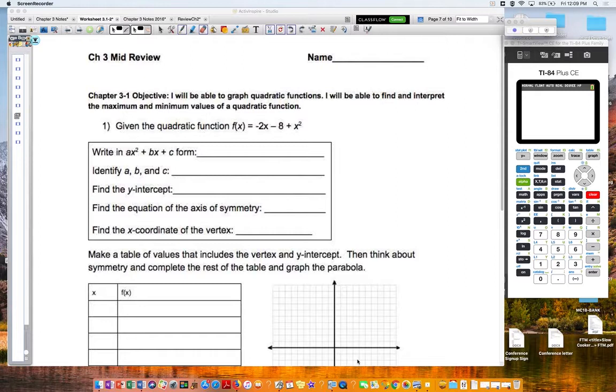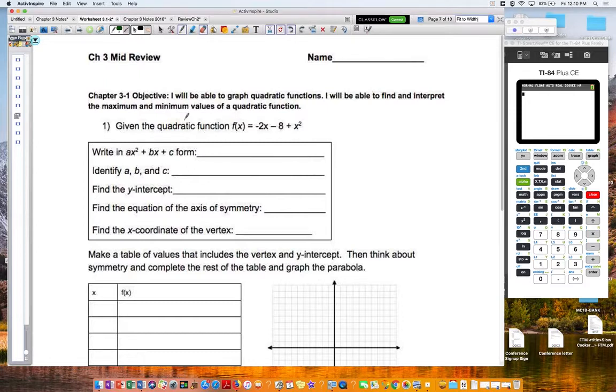So on the first problem here, it says, given our quadratic function, f of x equals negative 2x minus 8 plus x squared. Right away, hopefully you see that this function is not written in general form. It's not written in order. It's not written in this ax squared plus bx plus c form. So that's what they actually ask you to do right away on this one.